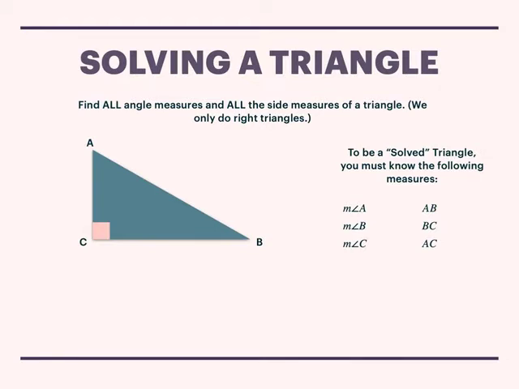I posted the note sheet or not, but these are the notes, and those in class will at least have a note sheet. When we solve for a triangle, all we're saying is find all the angle measures and side measures of the triangle. We're only doing right triangles, so when you solve it, you will have answers for all 6 of these measurements.